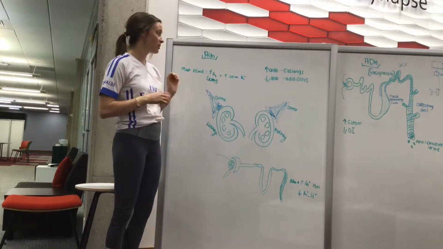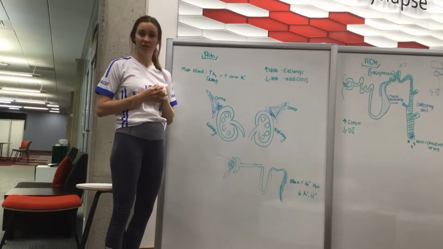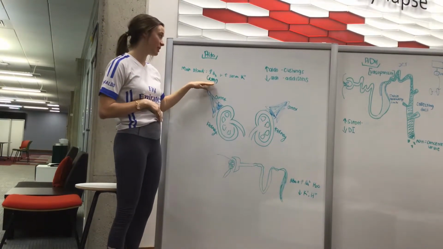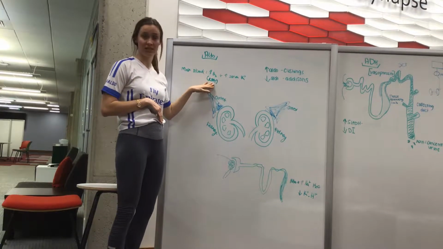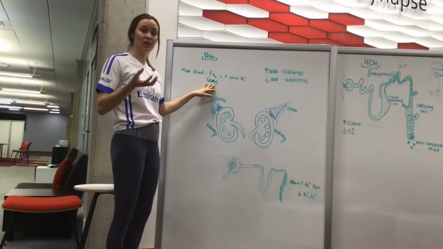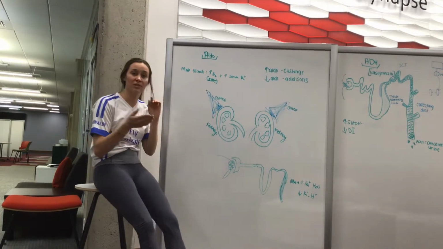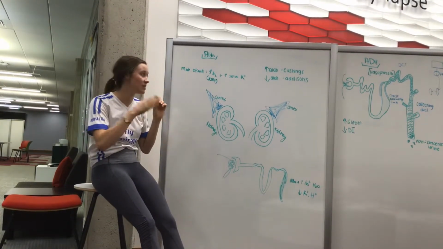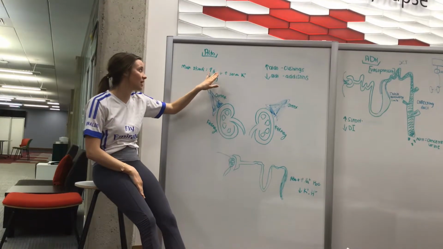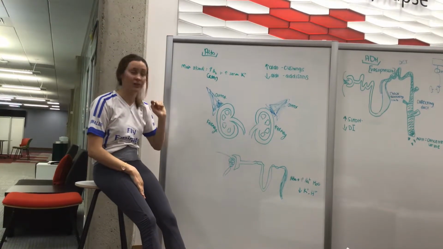So aldosterone, the main stimulus for aldosterone release is hypovolemia, which is sensed by the renin-angiotensin-aldosterone system. The JGA cells sense hypovolemia, and then they produce renin, which converts angiotensinogen to A1, A1 to A2. A2 then tells the body that we need more aldosterone.